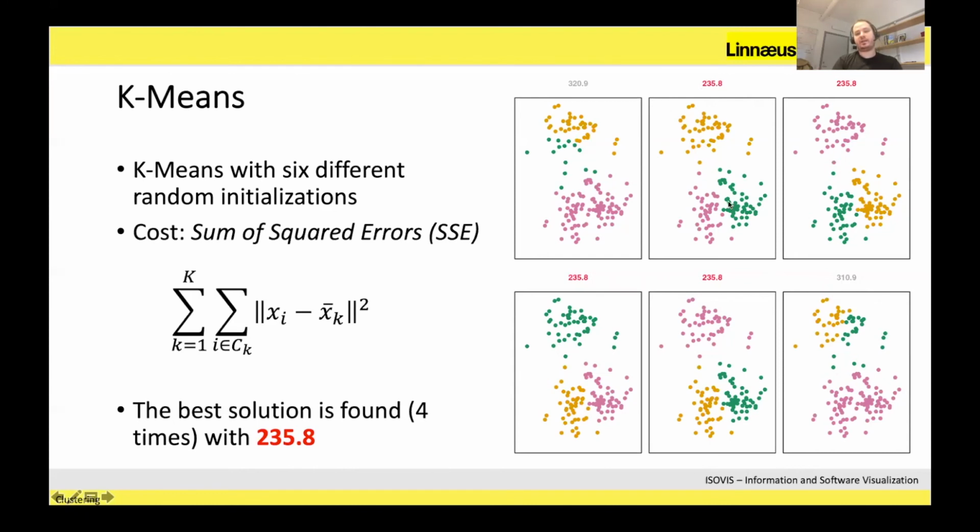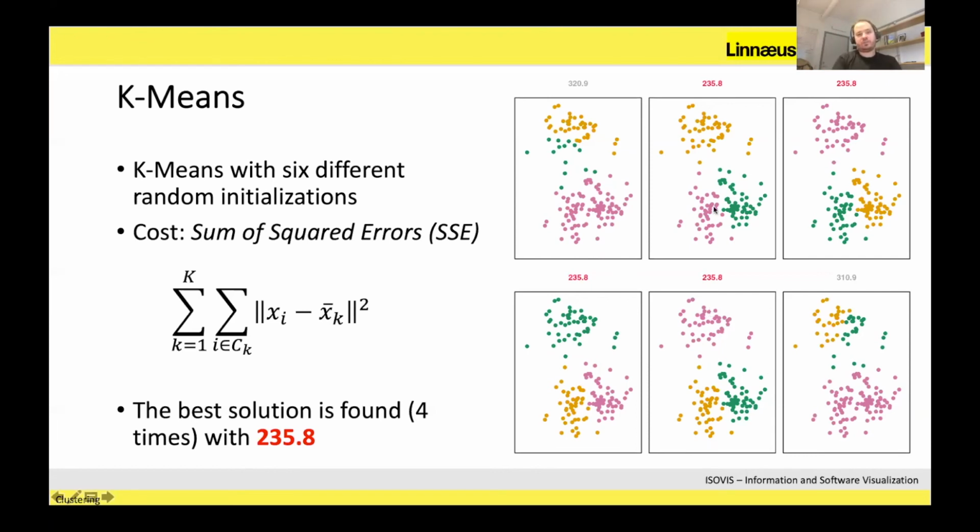And they all came from different initial guesses. So it's interesting that for this data set, even if you start with a different random assignment, you usually end up with the same final solution because it's a very simple data set anyway.